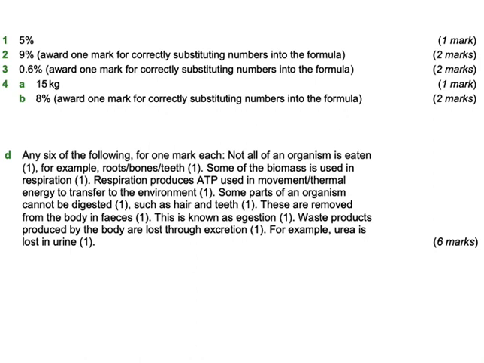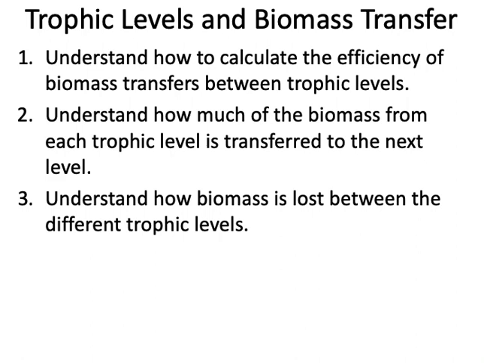The final point here, waste products produced by the body are lost through excretion. For example, urea is lost in the urine, or another example would be carbon dioxide being released or exhaled from the body via the lungs. So during this video, you should now understand how to calculate the efficiency of biomass transfers between trophic levels, understand how much of the biomass from each trophic level is transferred to the next level, and understand how biomass is lost between the different trophic levels.